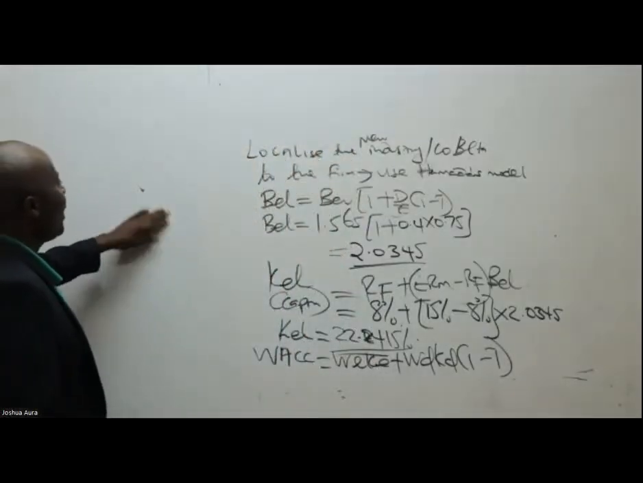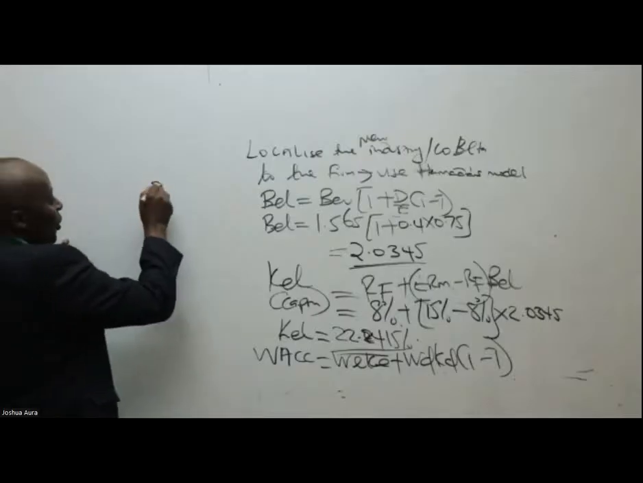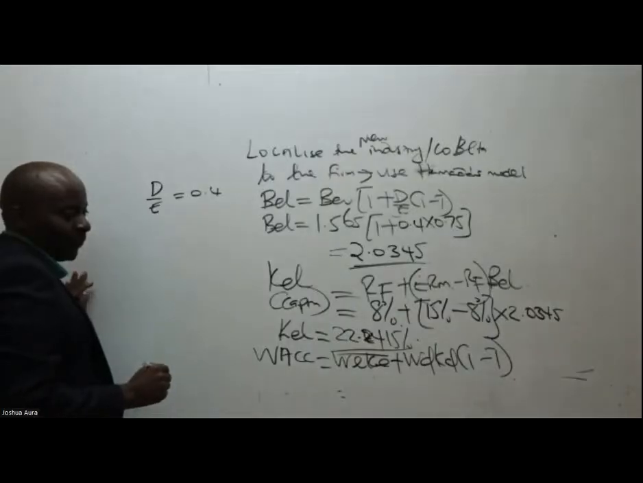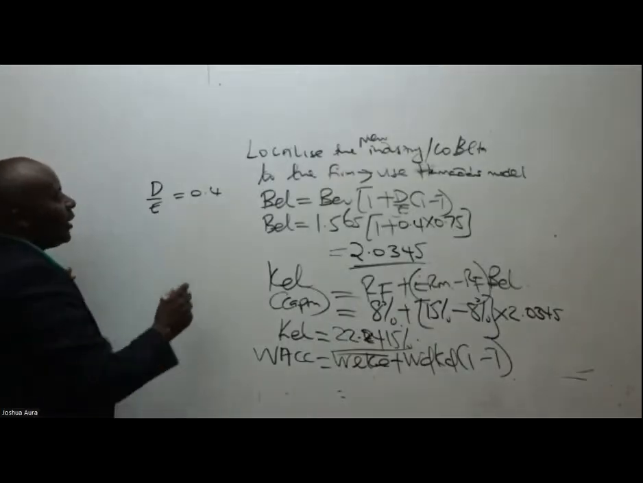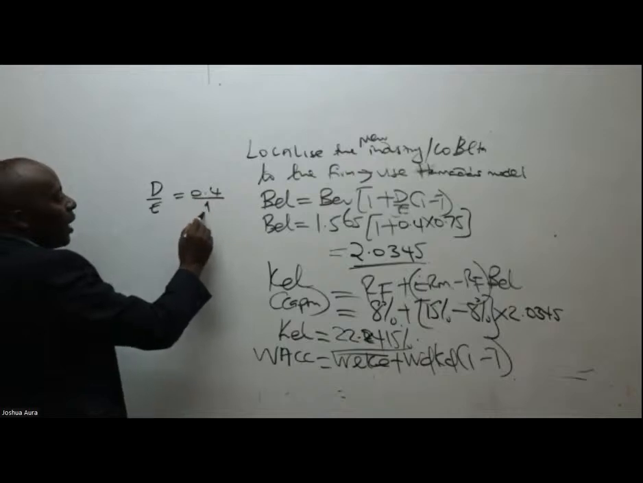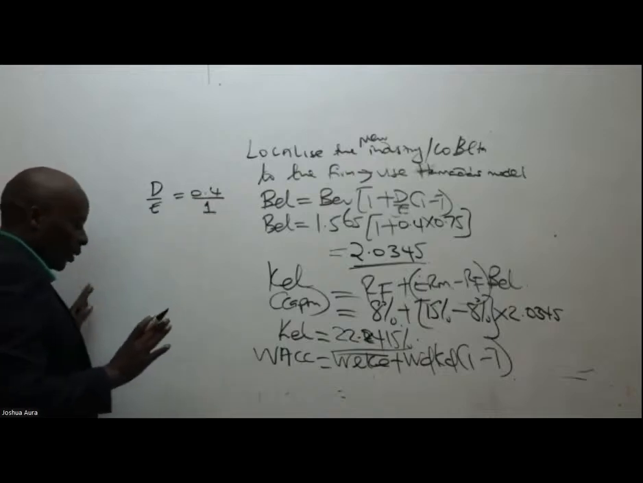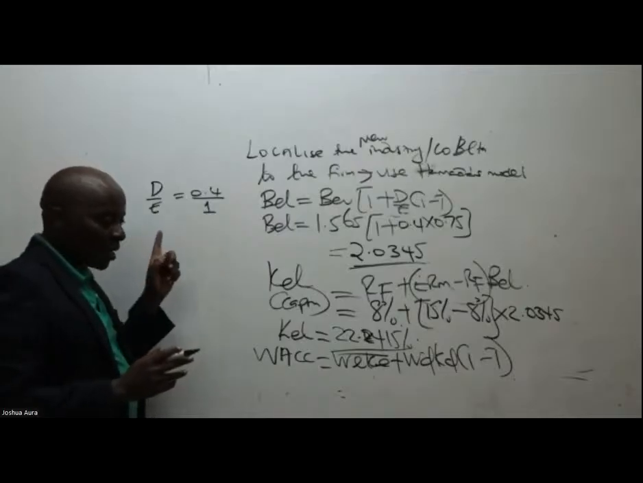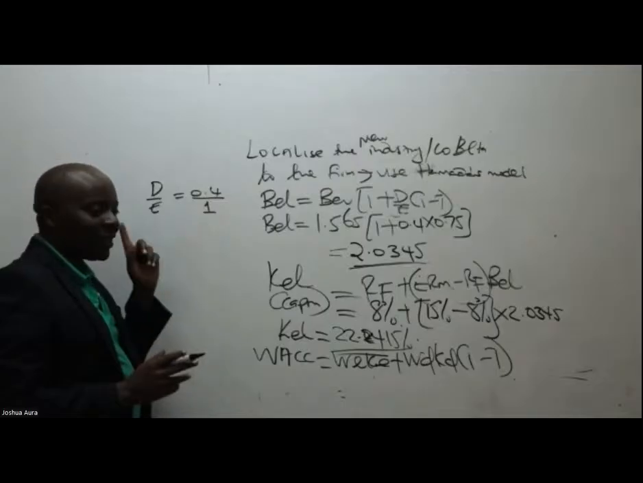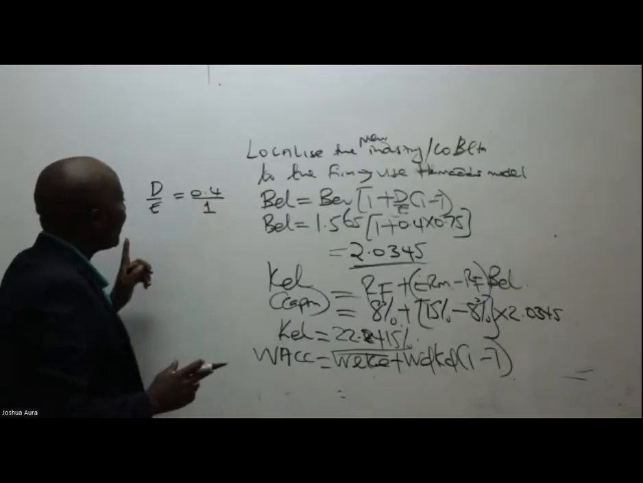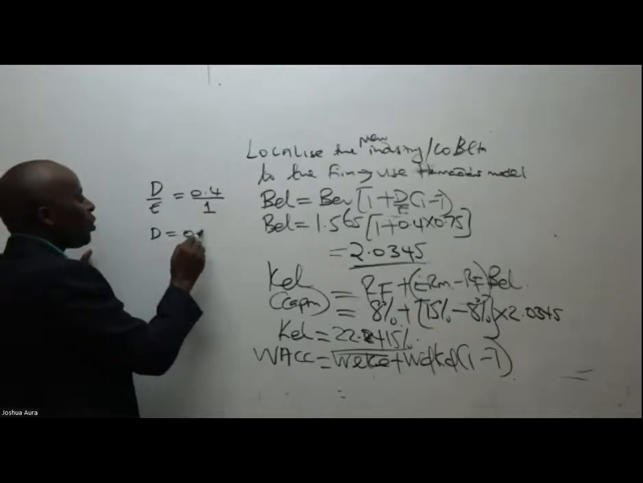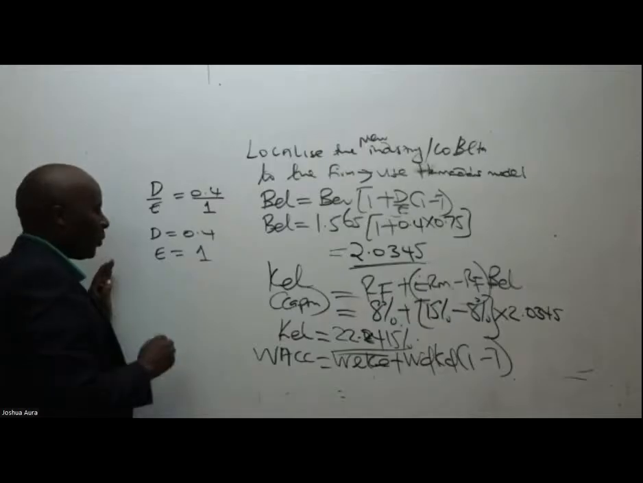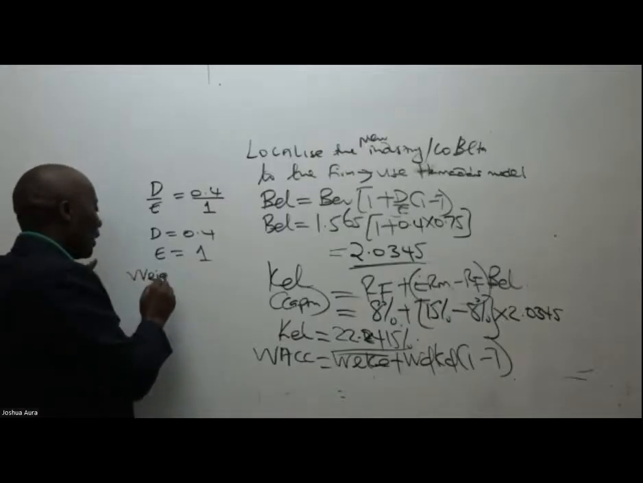When you are told here that debt to equity ratio is 0.4, you're supposed to know one thing, that this number has got an implied quotient. All the numbers, wherever they sit, have an implied quotient, which is 1. You see, 0.4 divided by 1 is 0.4. So you're saying that debt, in short, is 0.4, and equity, in short, is 1.